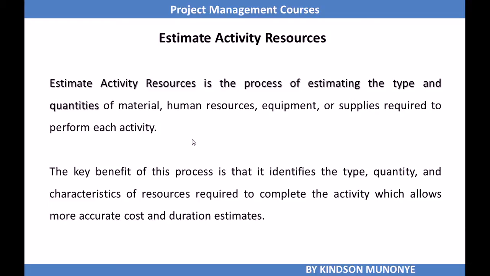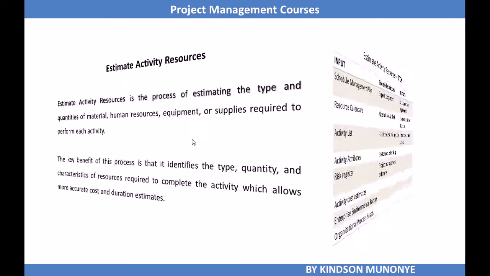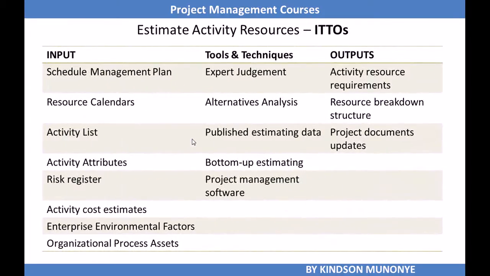Why do we have to estimate activity resources? Because this process identifies the type, the quantity, and characteristics of resources required to complete the activity, which allows for more accurate duration estimates. So remember that the estimate activity resources process follows from sequence activities, and this is the third process in the project time management knowledge area. And let's now take a look at the ITTOs of the estimate activity resources process.